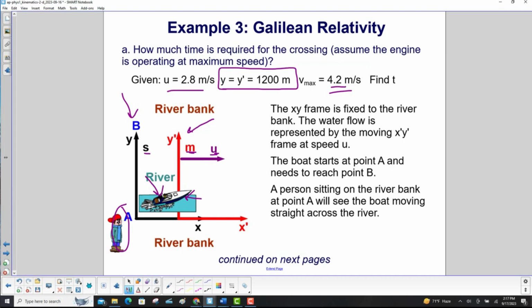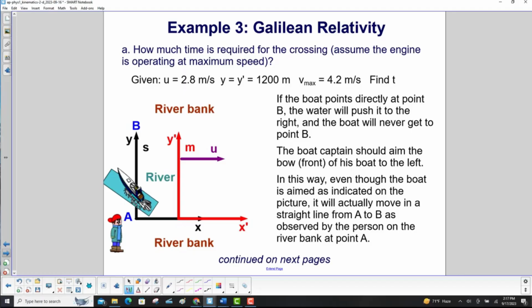A person sitting on the riverbank over here at point A will see the boat moving straight across the river to point B. If the boat points directly at point B, let's say it's pointing right like that, the water will push it to the right. It's going to push it this way, and the boat will never get to point B. It'll land somewhere over here on the other riverbank. The boat captain should aim the bow, which is the front of his boat, to the left. So that's in that direction there. In this way, even though the boat is aimed as indicated on the picture, it will actually move in a straight line from A to B as observed by the person on the riverbank at point A.